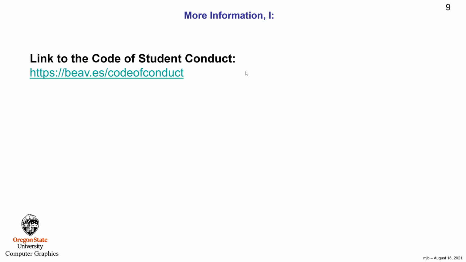All right, more information, and this is on the resources pages as well. This is the link to the Code of Student Conduct. I encourage you to read it. It is rather long, but I encourage you to read it anyway. And if you have any questions on it, ask me.